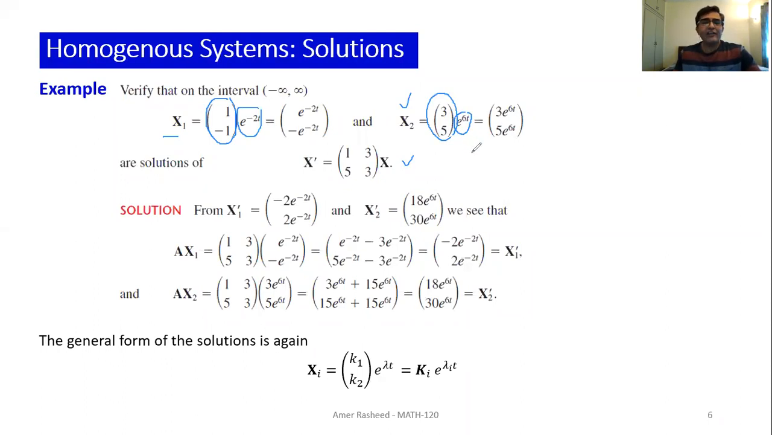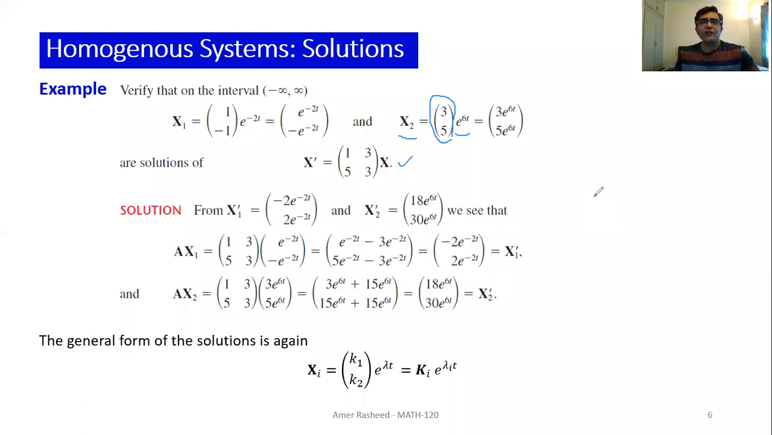So whenever we try to solve a homogeneous linear system of two equations, we have a constant vector which contains two entries times an exponential function of t. Similarly, x2 is the solution of this homogeneous linear system. It is also of the form constant times an exponential term.